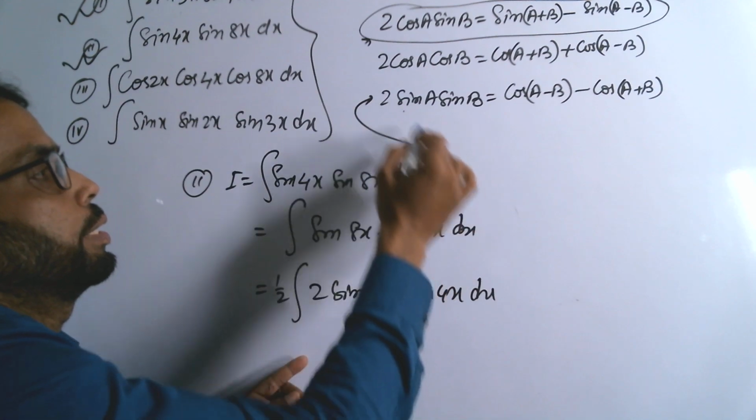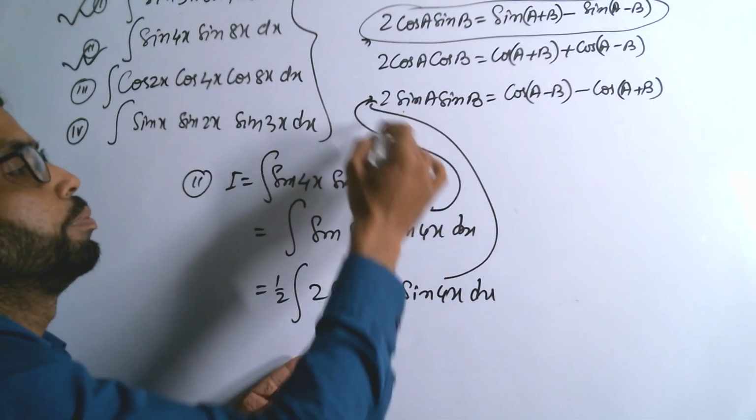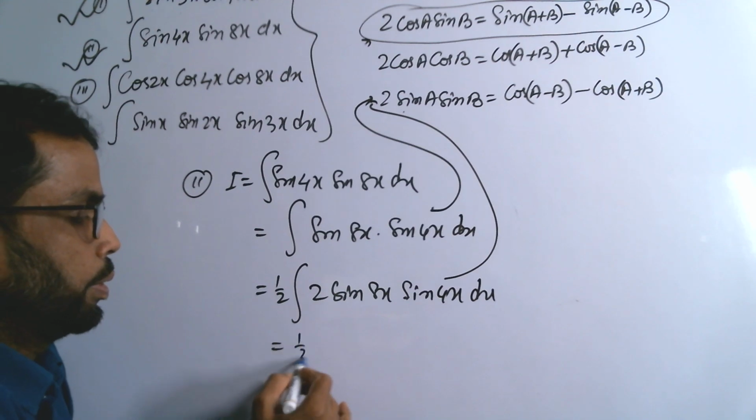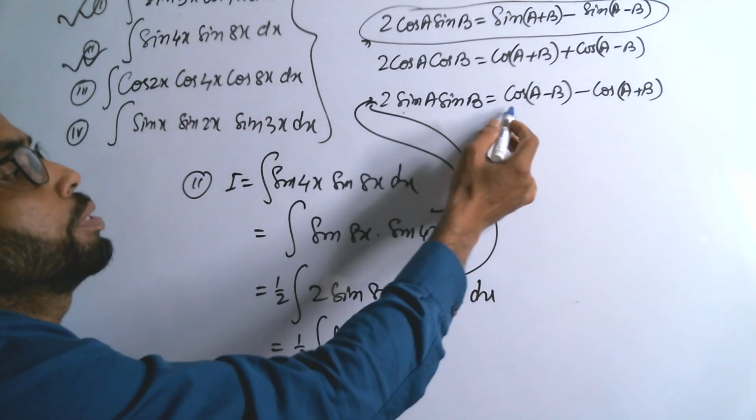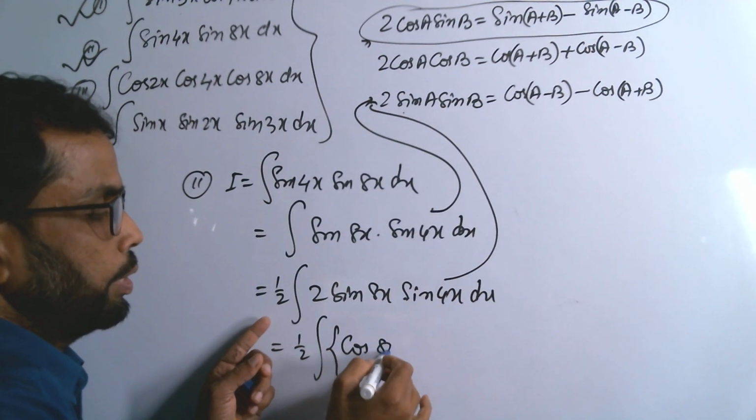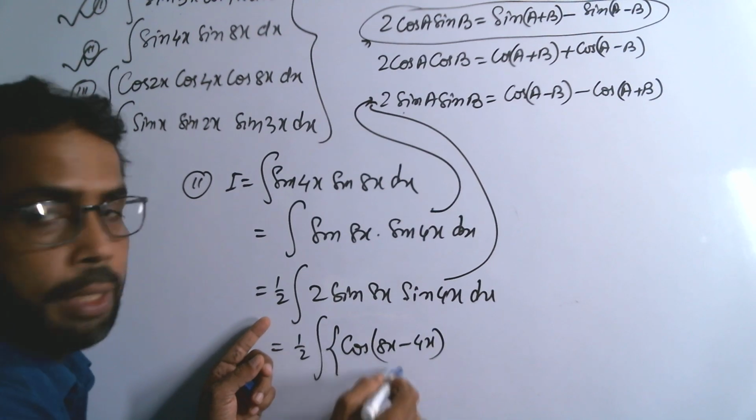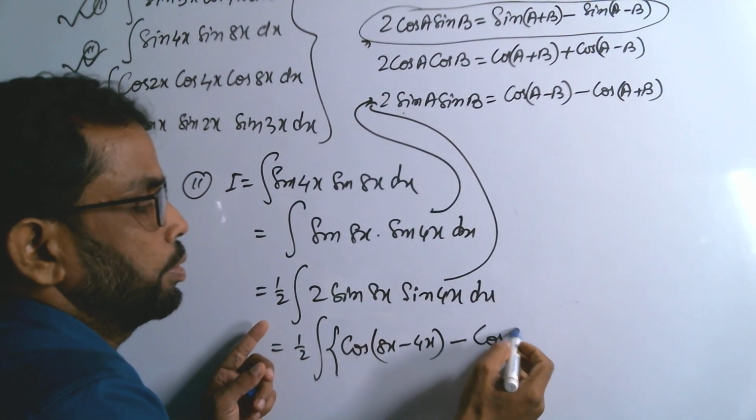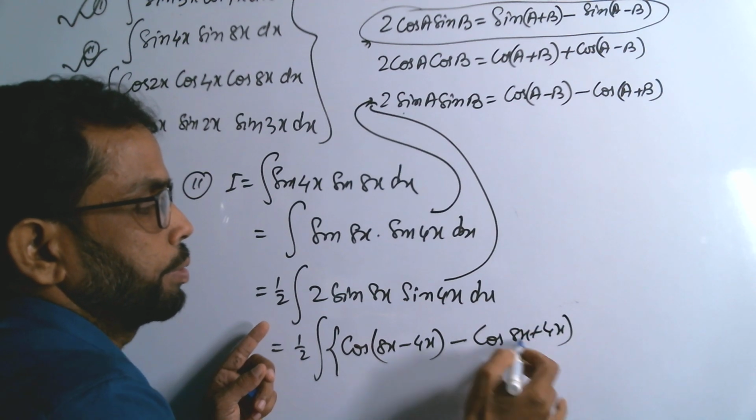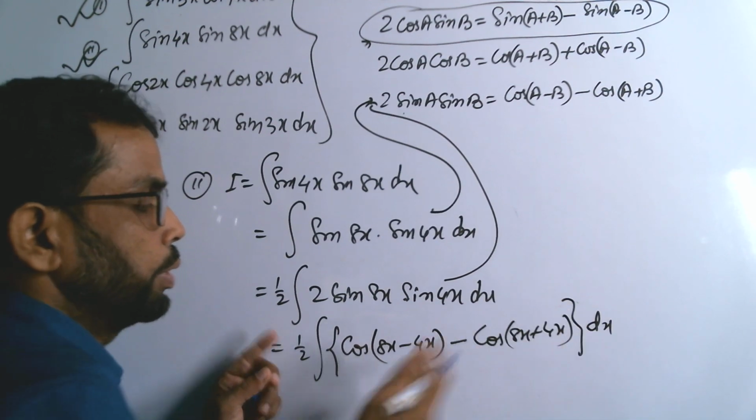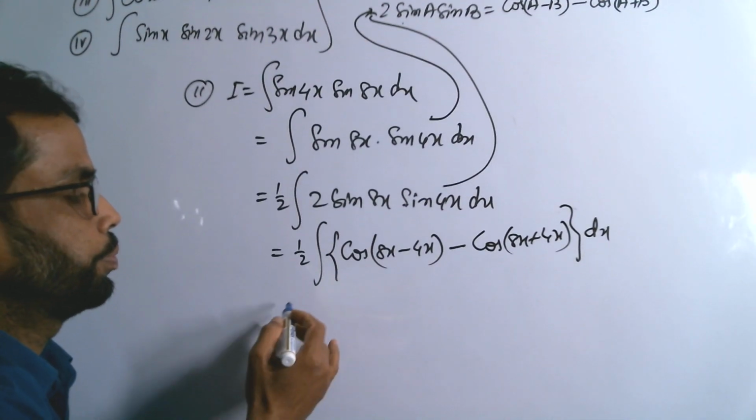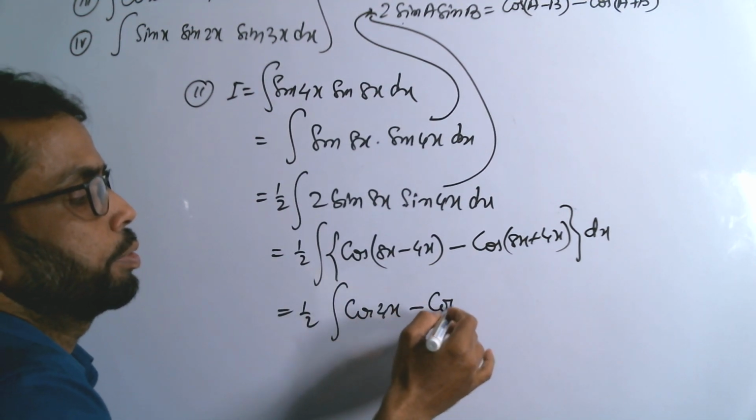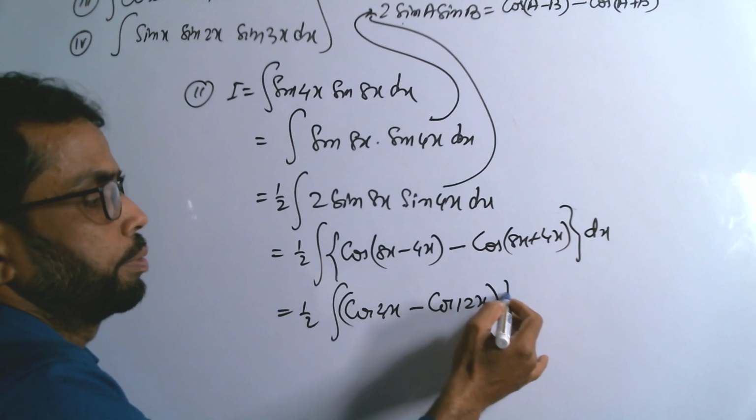And then let us use this identity: 2 sin a sin b = cos(a minus b) minus cos(a plus b). It is cos(8x minus 4x) minus cos(8x plus 4x). Now we can easily do the integration. It is cos 4x and this is cos 12x.